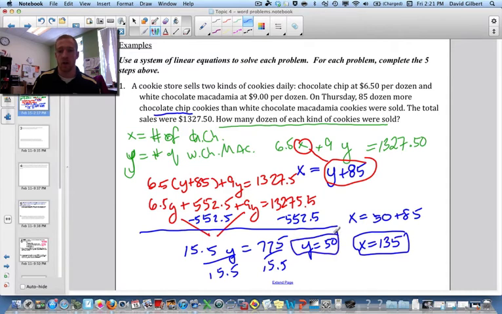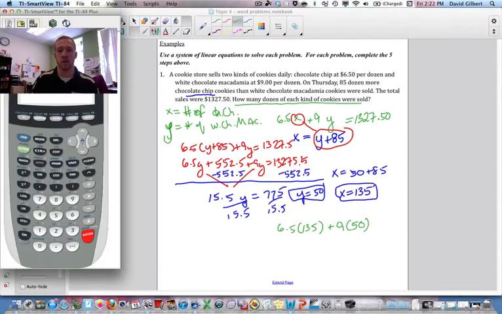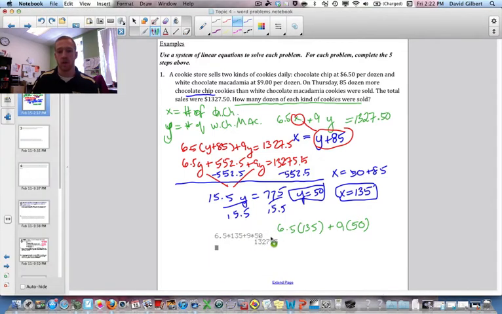Then I should check my answer as well. The way that we check our answer on these is just plug in the x and the y, just like we did before. It certainly works for the second equation because that's how I got my x. Let's try it in the other equation. 6.5 times 135 plus 9 times 50. Going to my calculator, it does in fact equal 1327.5, just like it should. So it checks out. This is our final answer for this problem.